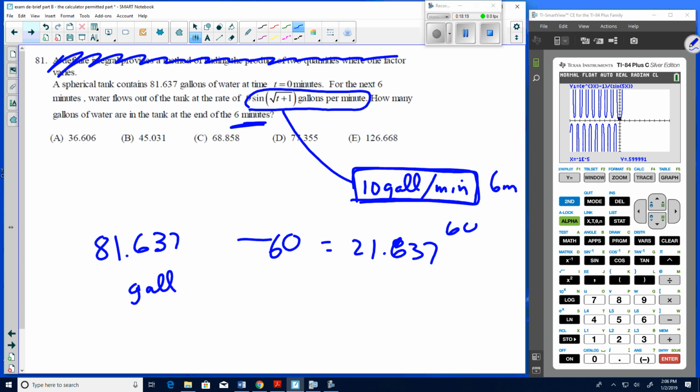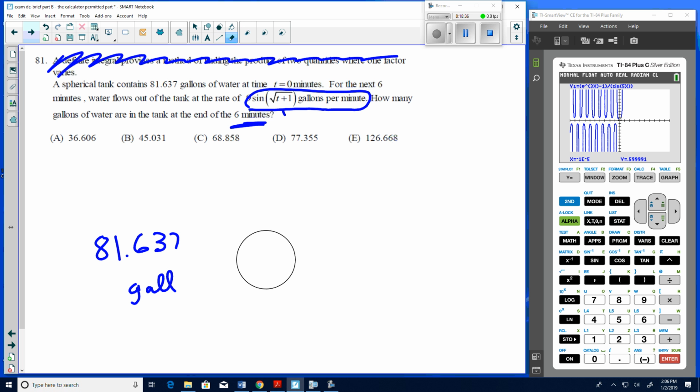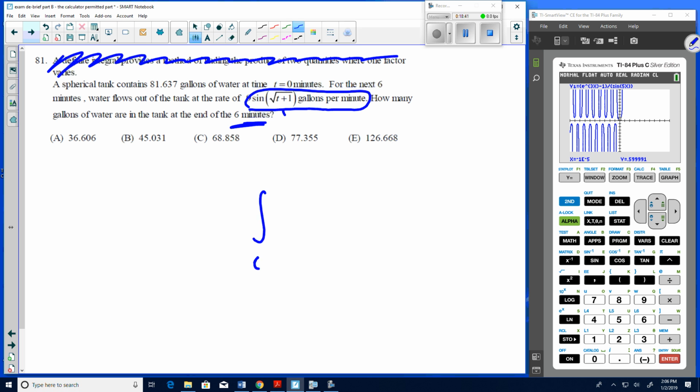By the by, I would hope that you could throw this out right off the bat. If you start with 81 gallons, you can't have 126 gallons when some goes out. So we know it's not choice C. What is the correct answer? So the definite integral does allow us to calculate that amount going out. So let's see. The integral from 0 to 6 of this rate now, 9 times the sine of the square root of t plus 1 gallons dt.